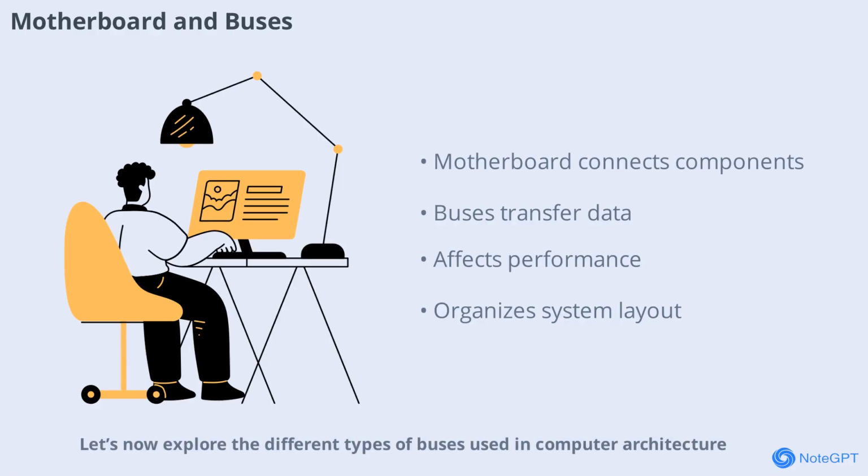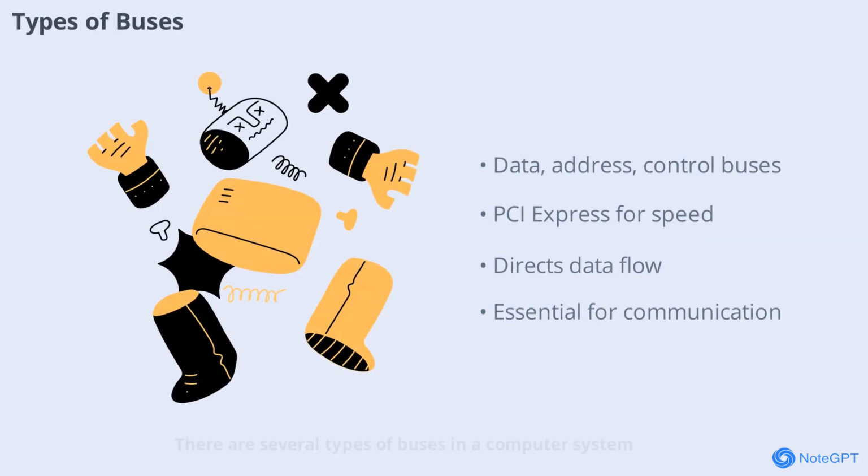Let's now explore the different types of buses used in computer architecture. There are several types of buses in a computer system, each serving a specific purpose. The data bus carries information between the CPU, memory, and peripherals. The address bus specifies where data should go, while the control bus manages commands and timing. Modern computers may also use high-speed buses like PCI Express for graphics cards and other expansion devices. Understanding these buses helps explain how data travels efficiently within a computer.